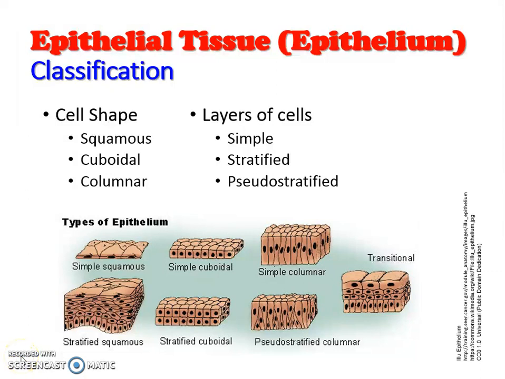Now, when we are naming an epithelial tissue, we're going to need to include both the shape and the layers. So we would say simple squamous epithelial tissue, or epithelium. We could say stratified cuboidal epithelium. Or we could say pseudostratified columnar epithelium. Now, please note that not only do you have to spell everything properly, but you have to include epithelium or epithelial tissue as part of the name. And if you don't include these, your answer will be wrong.